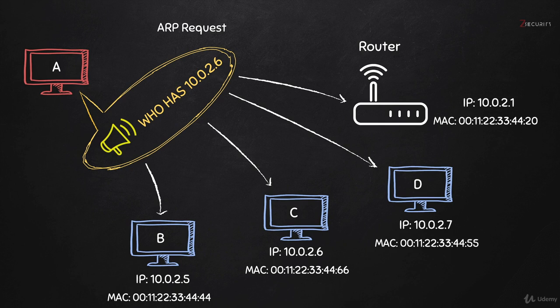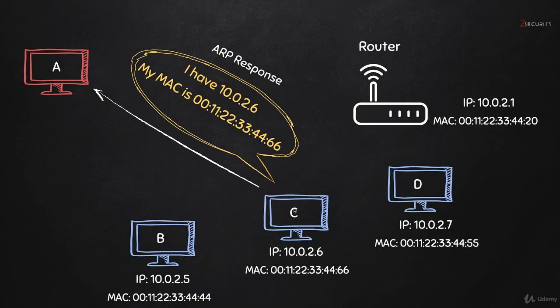ARP ping sent these requests to the broadcast MAC address so that all clients on the same network will receive these requests. Now generally, clients will ignore the requests that they get unless the request is asking about their IP address. So in this case here, all the clients will ignore the request that they're getting except for this client right here. In this case, the client will respond with its MAC address, saying, I have this IP address, my MAC address is this.